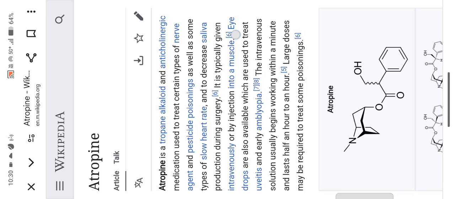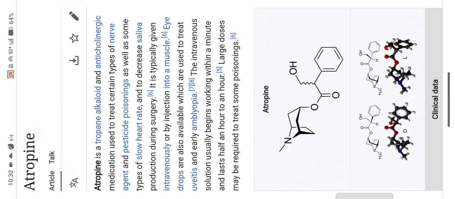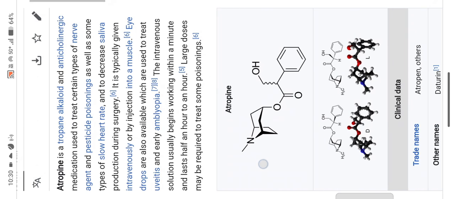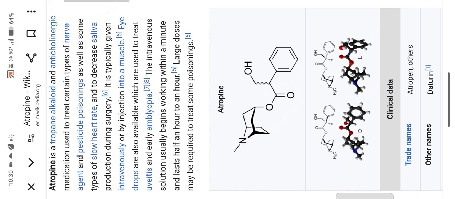Atropine is a tropane alkaloid and anticholinergic medication used to treat certain types of nerve agent poisoning, as well as some types of slow heart rate, and to decrease saliva production during surgery. Typically given by intravenous injection or to the muscle. Eye drops are also available to treat the, why it is given, I don't know. For eye drops it is given. Yeah, I know it. Myopia or glaucoma. To reduce the intraocular pressure it is given. Intravenous, in which category is the intraocular pressure high? Sorry, what's that?